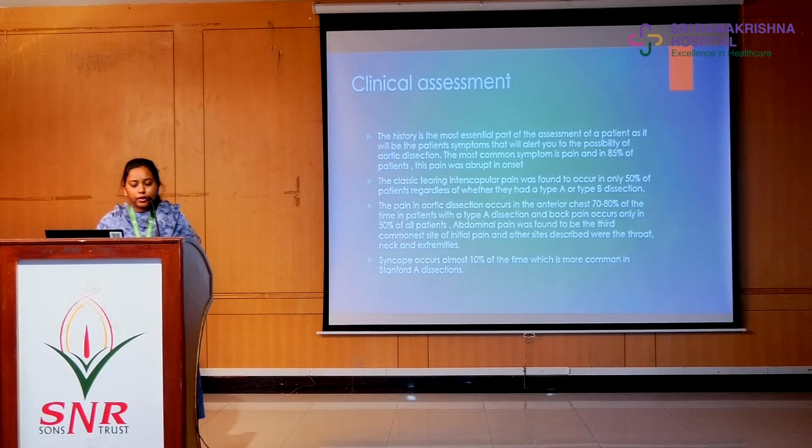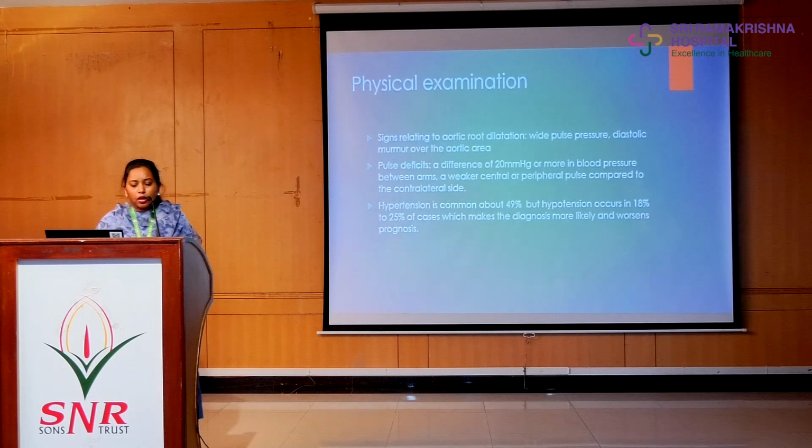The pain in aortic dissection occurs in the anterior chest about 70 to 80% of the time in patients with type A dissection, and back pain occurs only in 50% of all the patients. Abdominal pain was found to be the third most common site. Syncope occurs about 10% of the time, which is more common in Stanford A classification.